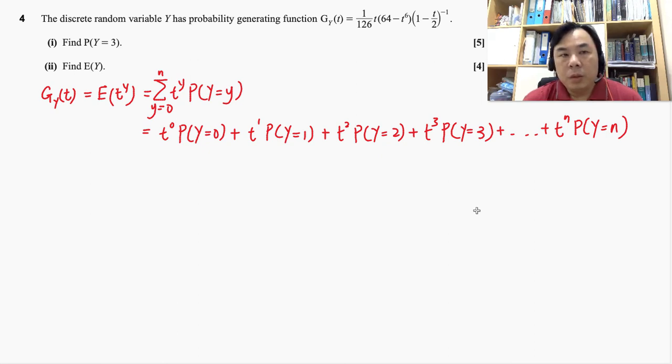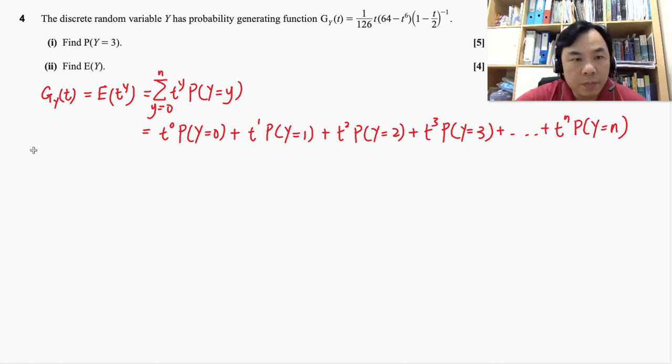Right. So to answer the first question here, you will recognize it quite directly. The coefficient attached to t^3 is the probability that we are interested to obtain in this case. So all you need to do is just expand this polynomial expression, and then eventually recognize the coefficient attached to t^3. That would be the probability for P(Y equal to 3). Okay, now that's how direct it is. Right? Let's take a look at how to work with this.